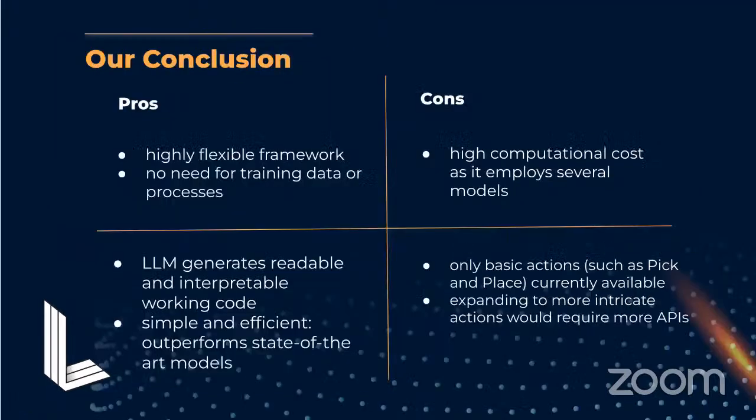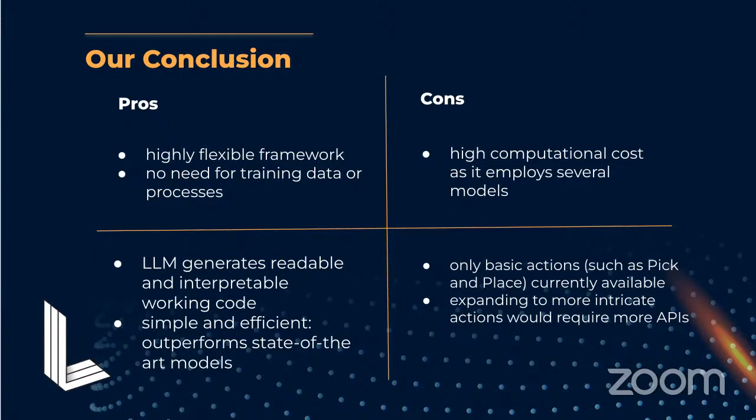Please go to the next slide. Yeah, so this is our conclusion. Our model has some limitations as well as some future scope. The first one is that our model is a highly flexible framework, so we don't need to train on data for the process. Whatever data we have, we can actually perform on it. The next is that the large language model generates readable and interpretable working code, which is simple and efficient. The output performs like a state of the art model: whatever instruction you give in natural language, our robot performs the task you asked for.